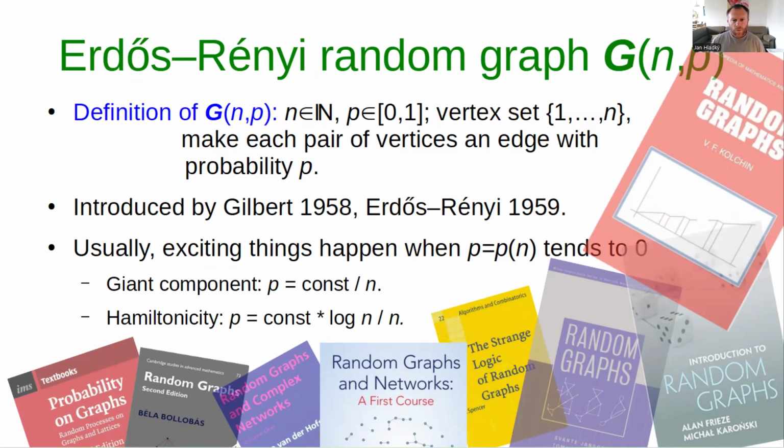As n grows, we typically scale p to 0 to study interesting structure changes, such as the emergence of a giant component or Hamiltonicity. And this also corresponds to our understanding of the real world. So for example, maintaining a constant expected degree as a real world network grows requires p to decrease, to scale as 1 over n.